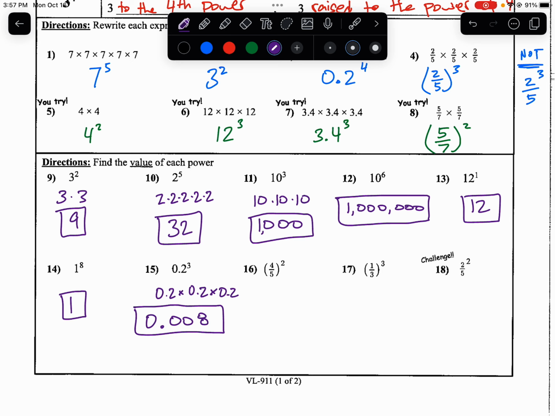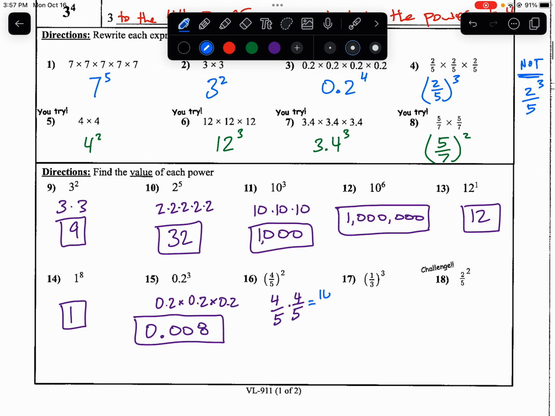Number 16, many of you probably cannot type in 4/5 in your calculator. Can't type in fractions, but that's okay. You don't need to, because 4/5 to the 2nd power is just 4/5 times 4/5, and I bet many of you can probably do this in your head. You ask yourself, what's 4 times 4? 4 times 4 is 16. And what's 5 times 5? It is 25, and that is our answer.